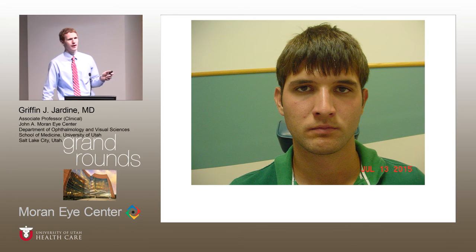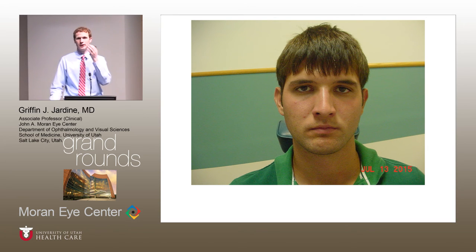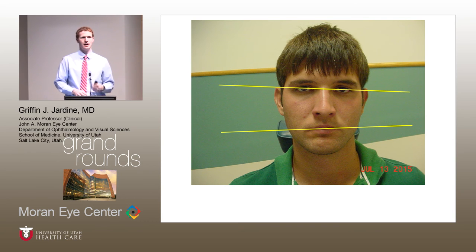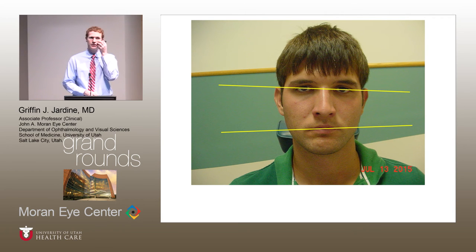The way you tell a congenital fourth nerve palsy is that they will actually develop mid-face hypoplasia on the side that they're tilting towards. The way that you diagnose that is you draw a line through their eyes and then through either edge of their mouth, and you'll see that these are not parallel. He's developed a unilateral mid-face hypoplasia from a chronic left head tilt.